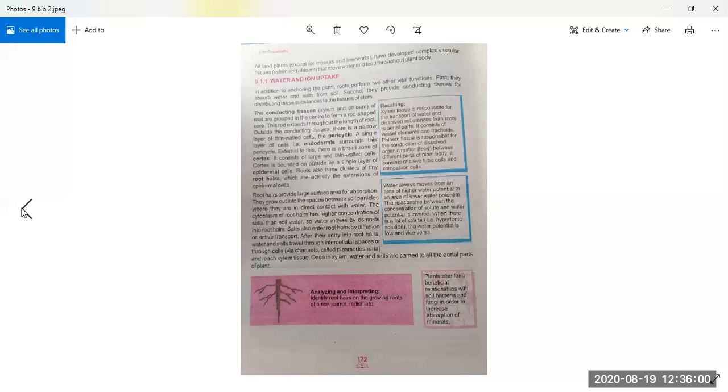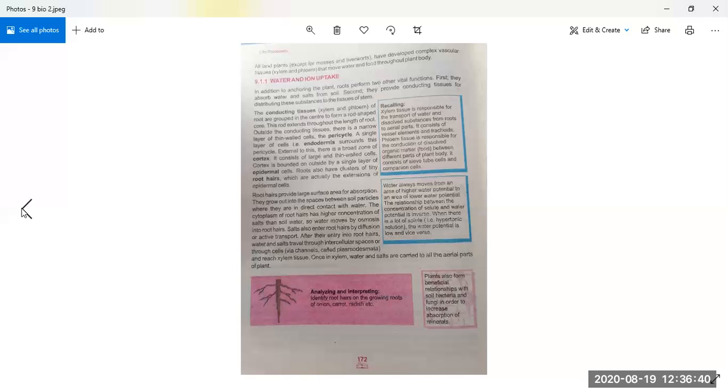After that, the fourth part is the epidermis. The cortex is bounded on the outside by a single layer of epidermal cells. And the fifth part of the internal structure of the root is the root hairs. Roots also have clusters of tiny root hairs, which are actually extensions of the epidermis. Cluster means a bunch of hairs. The epidermis is also an extended part of the cortex.